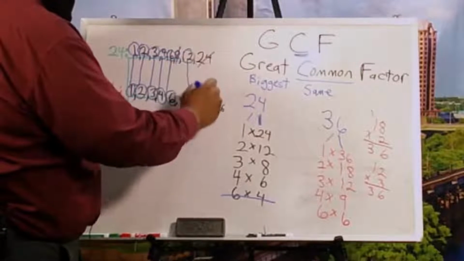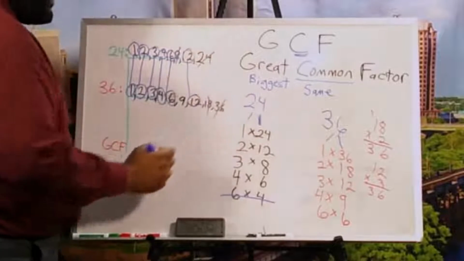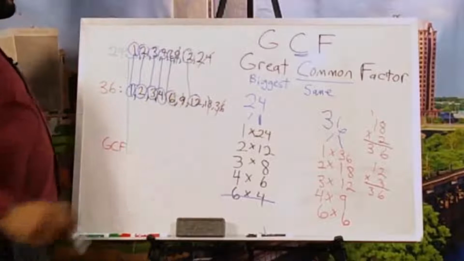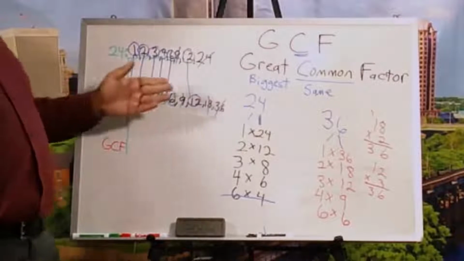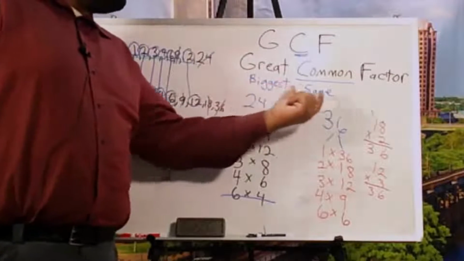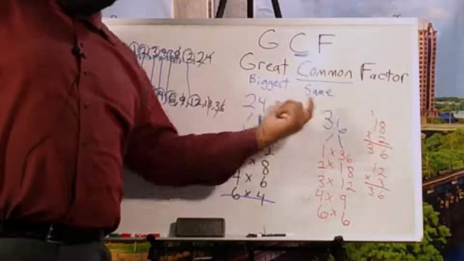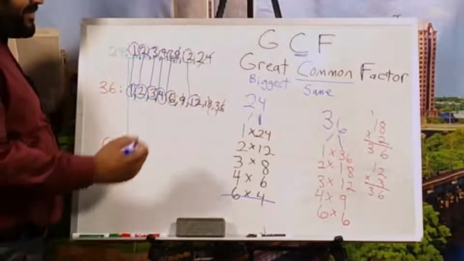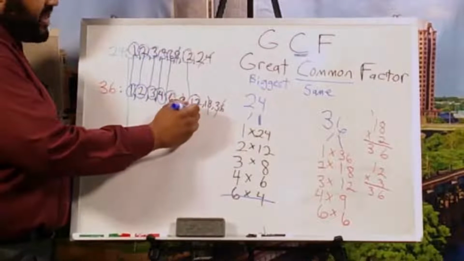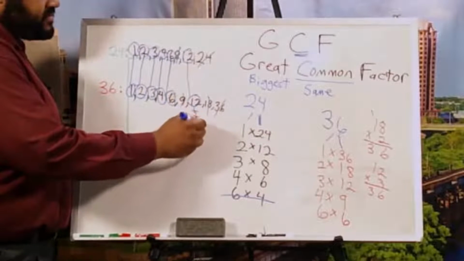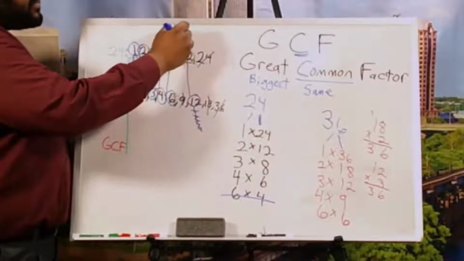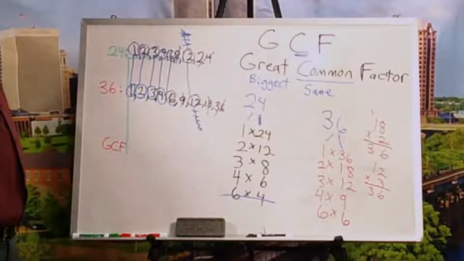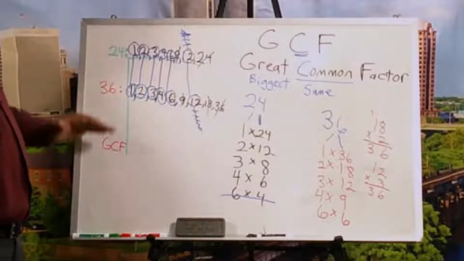Is there an 18 up here? No. Is there a 36 up here? No. Is there a 9 up here? No. So out of the numbers that we have that are connected, which one is the biggest? And if we look up here, the biggest happens to be the 12. Okay, this is our big F right here.